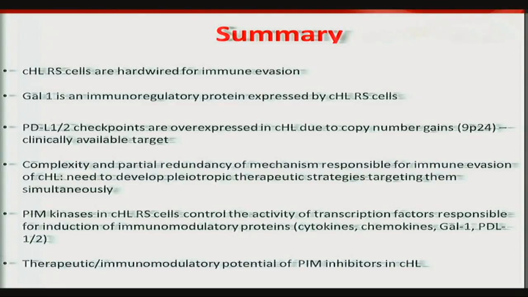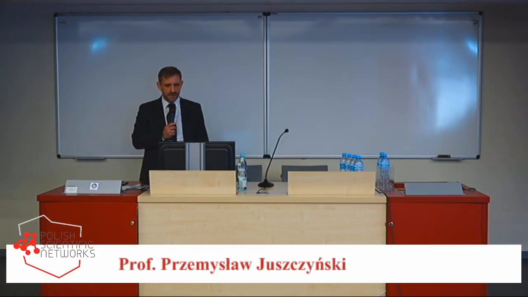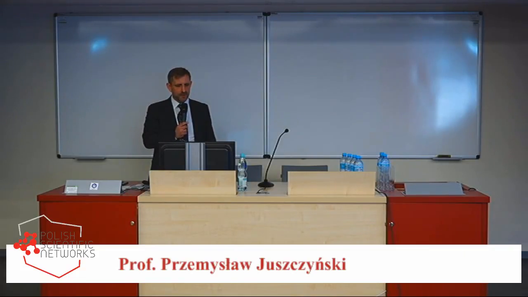We showed that galectin-1 is an immunoregulatory protein that is expressed by classical Hodgkin lymphoma Reed-Sternberg cells. We showed that PDL1 and PDL2 checkpoints are overexpressed in Hodgkin lymphoma due to copy number gains. So this is a 9p24 locus, which provides a clinically available target, or actually two targets, because JAK2 is another complementary target in this aspect.